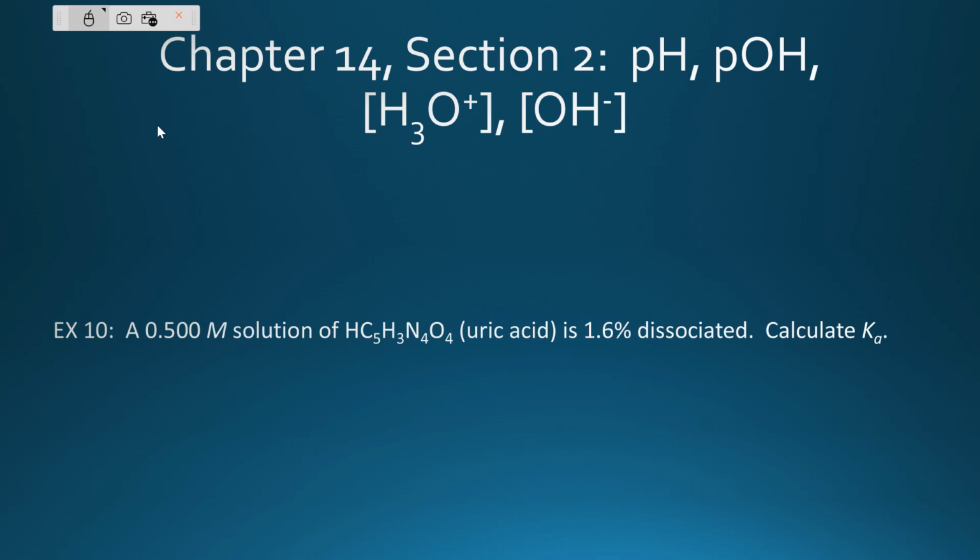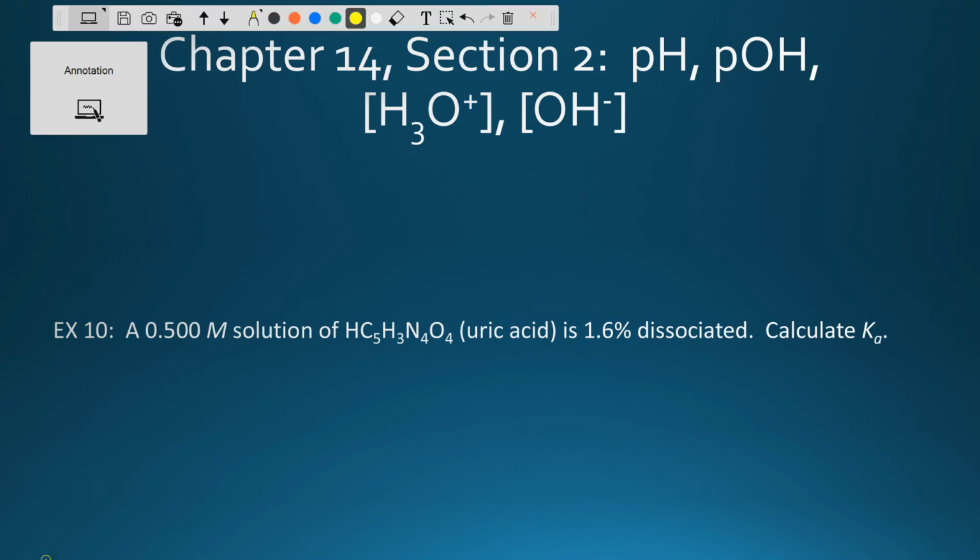Now let's take a look at this in terms of the uric acid. I have a 0.5 molar solution of that, and we see that it is 1.6% dissociated, and this time we're solving for my dissociation constant. It's again just doing the exact same stuff that we've done along the way. So let's take my uric acid, C5H3N4O4.